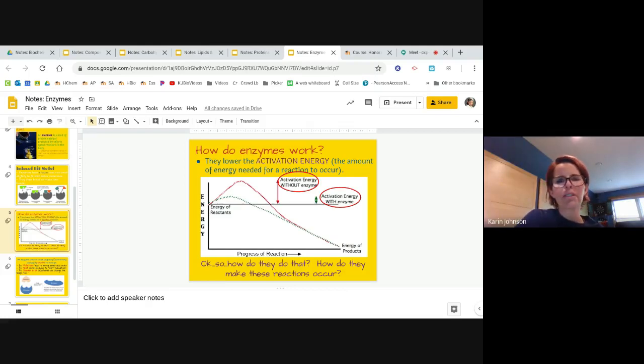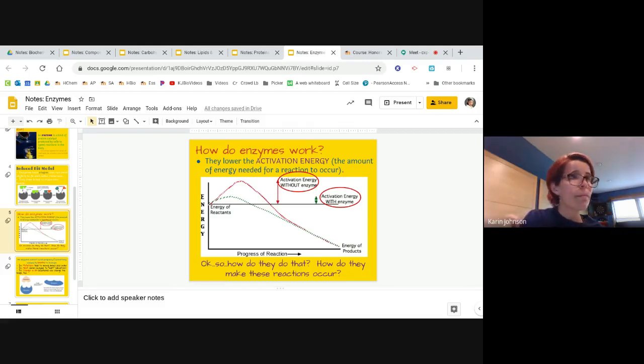Anyway, who remembers? Can anybody remember what the Benedict's test was? It turned lots of different colors. It turned yellow, orange, red. Does anybody remember what the Benedict's test tested for? You didn't get to do it yourselves, so you're less likely to remember, but anybody? I'll give you a second.